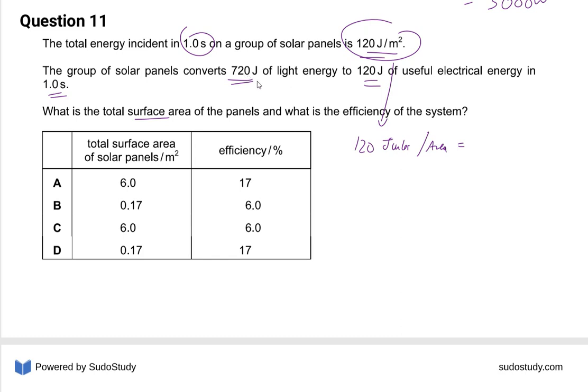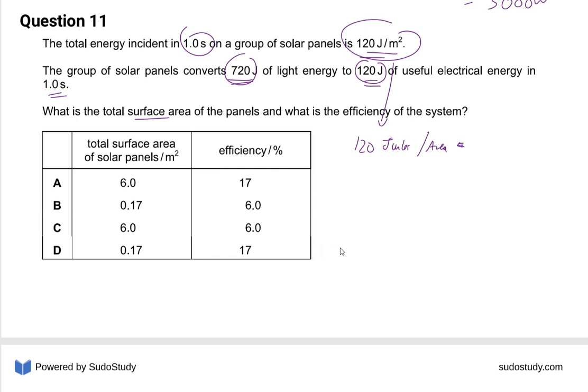Okay, it doesn't matter. All right, so this is what we have. The total energy in 1 second is this much joules per meter squared. This is converted to this much useful power. So what is the total area in this particular case? The total energy we put in is this much, and this is how much is being used usefully.